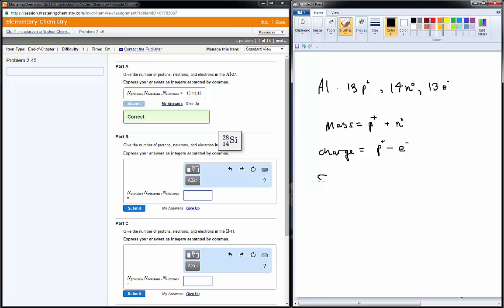So, okay, if I know that my silicon has 14 protons and a mass of 28, which is the sum of my protons and neutrons, that means I've got 14 neutrons too, because 14 plus 14 is 28. And then again, there's no charge, so by definition, I must have the same number of electrons as protons. So 14, 14, and 14.